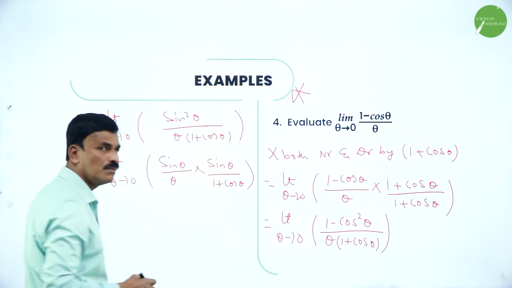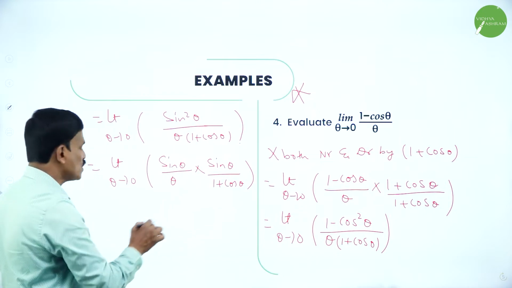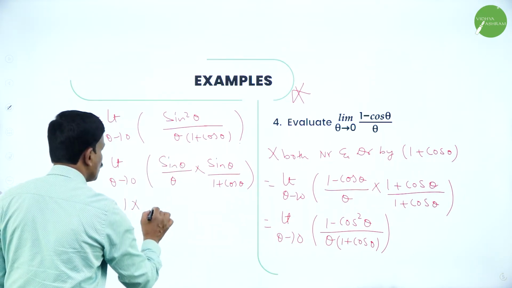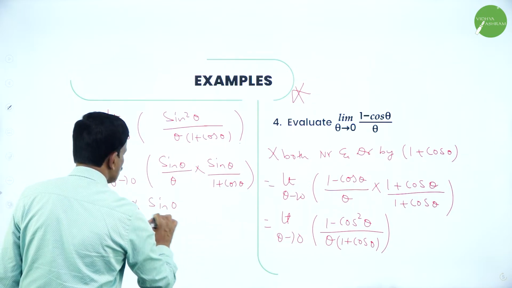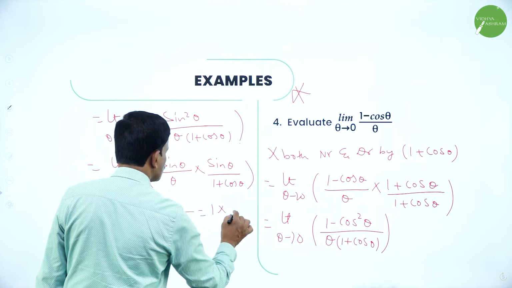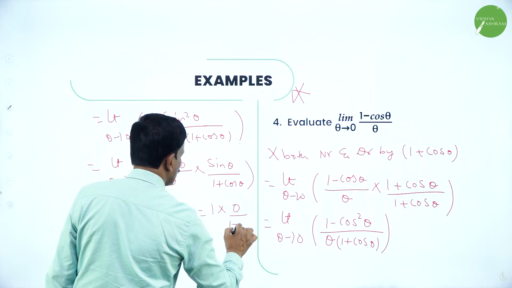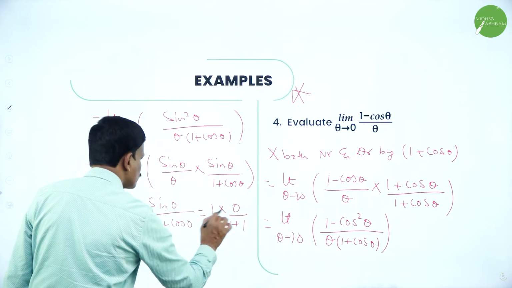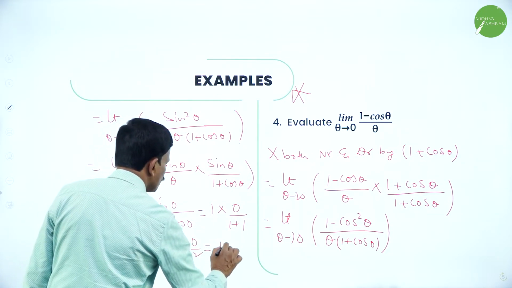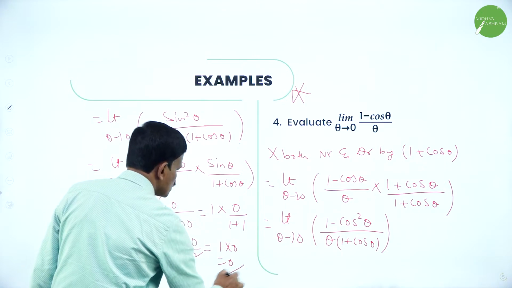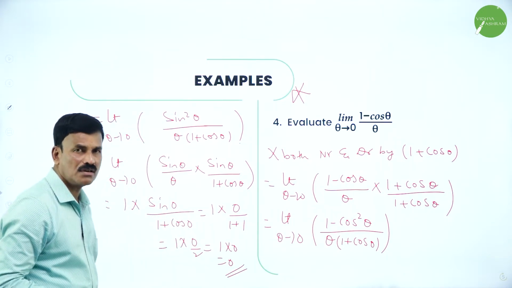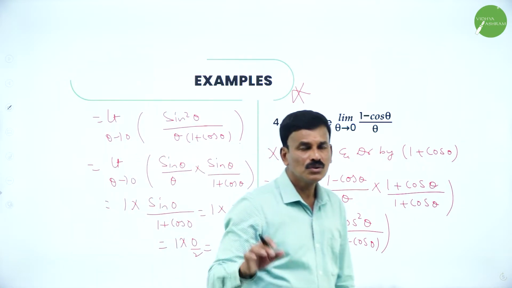Now just apply the limit for f of x and g of x. If you put limit theta tends to 0, sin theta by theta is 1 into sin 0 divided by 1 plus cos 0. 1 into sin 0, 0 divided by 1 plus cos 0 is 1. So this is 1 into 0 by 2, that's equal to 1 into 0, that's equal to 0. The simplified answer for this, 0, is the final answer. That's it. Okay. Hope you followed.